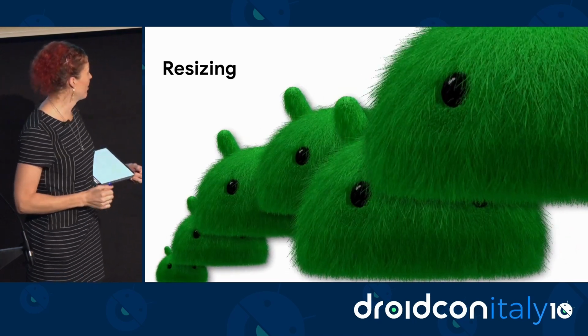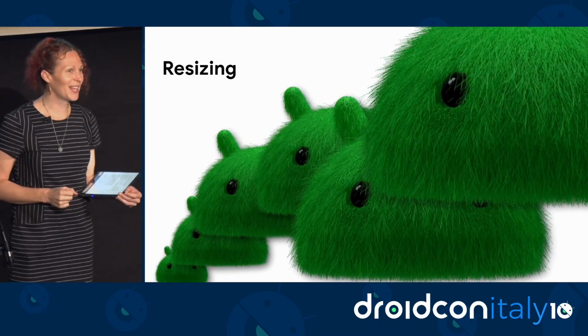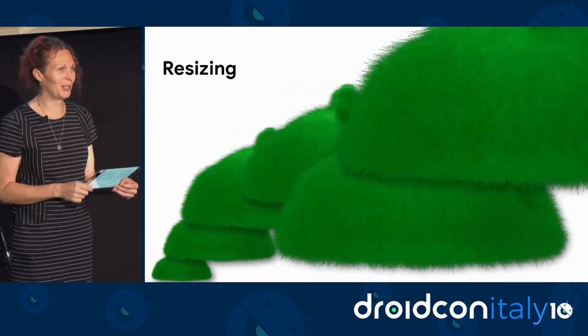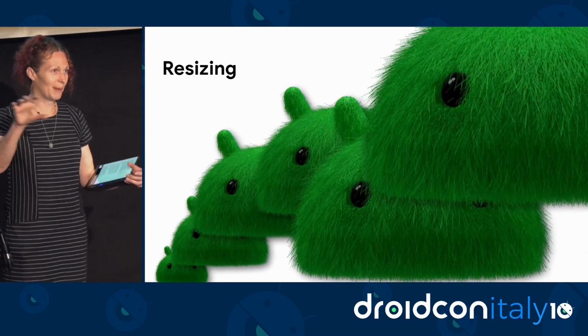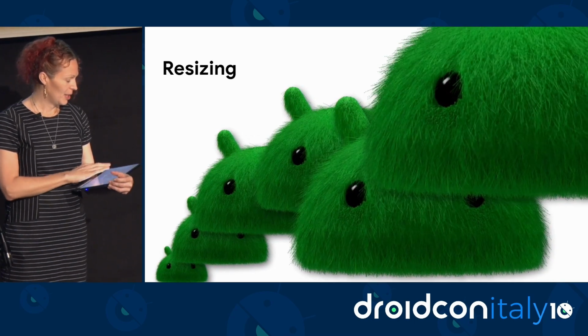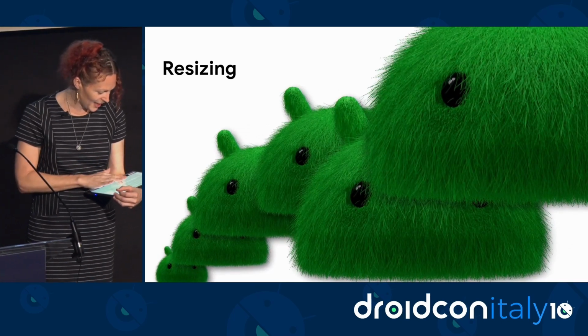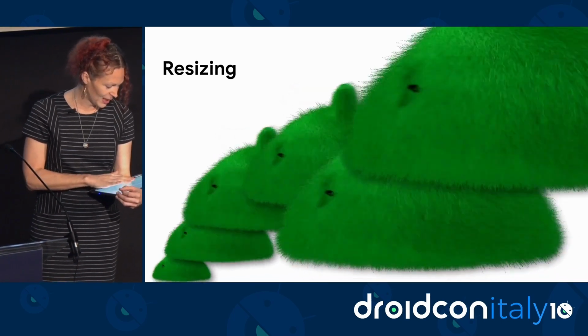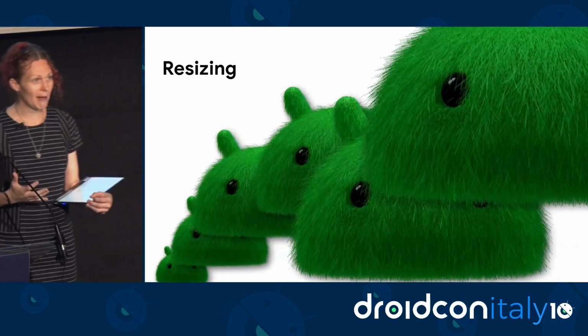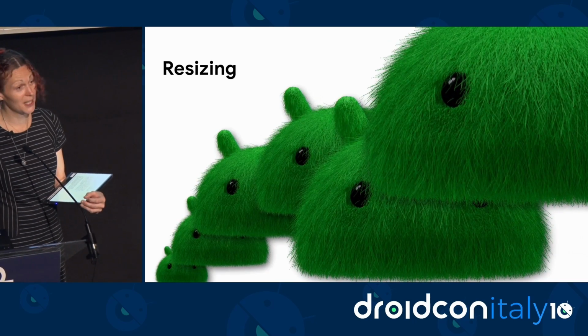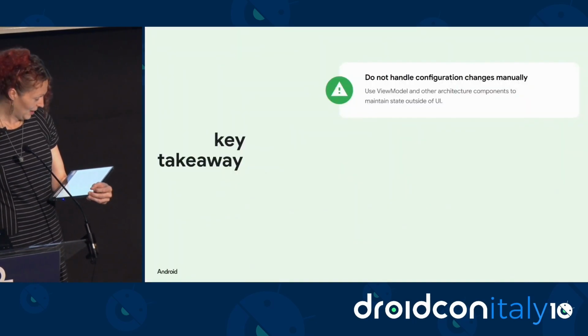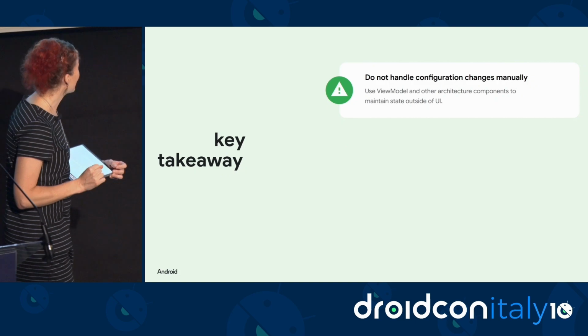Nowadays, things are a lot better with architecture components and a ViewModel, and we have a little bit better guidance about separating UI from your app logic, which is great. So mostly this is getting better, but we still see a lot of crashes. And this especially happens when apps are trying to handle configuration changes themselves. So what do I mean by that?